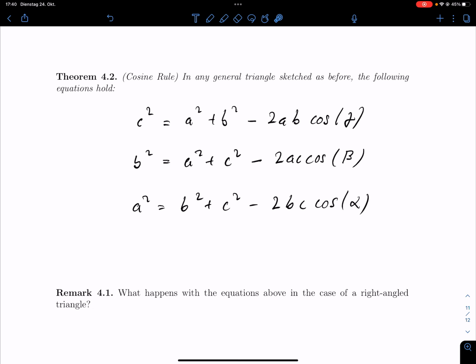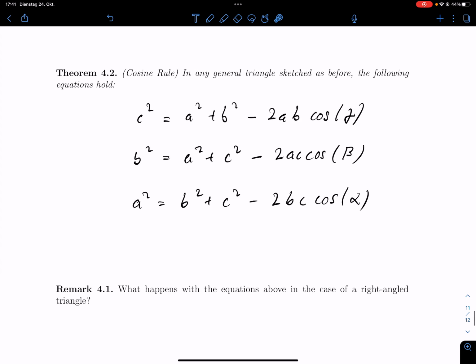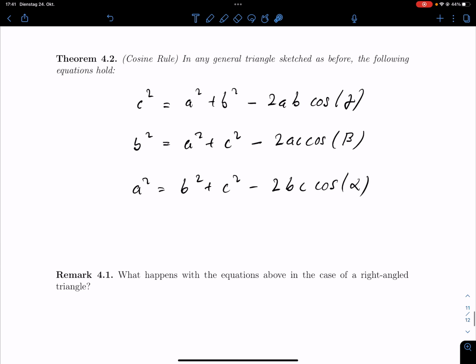What I would advise you is always remember you have always one side squared equal to the other sides squared and added up, and then minus 2 times the two sides again, times the cosine of the angle opposite of your side here. So gamma is opposite of c, beta is opposite of b, alpha is opposite of a. So that's the structure of the cosine rule. Depending on the context, you might set up one or the other.